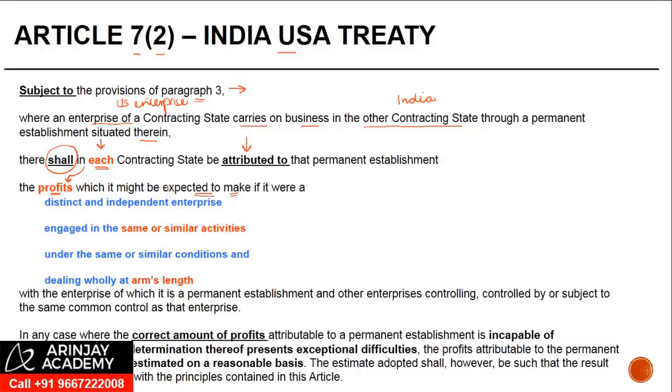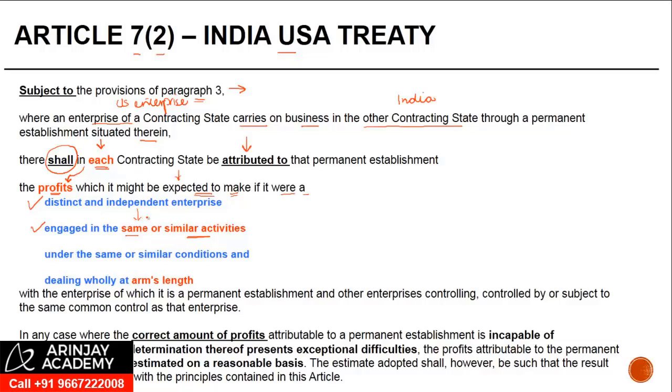Now, when we use the word expected, it does not mean the actual, right? But the expectation, assuming there are certain conditions which are satisfied. If it were a distinct and independent enterprise, which means for a minute, in order to calculate this profits, assume that a PE is not an extension of the foreign company, but it is an independent company which is in existence, engaged in same or similar activities.